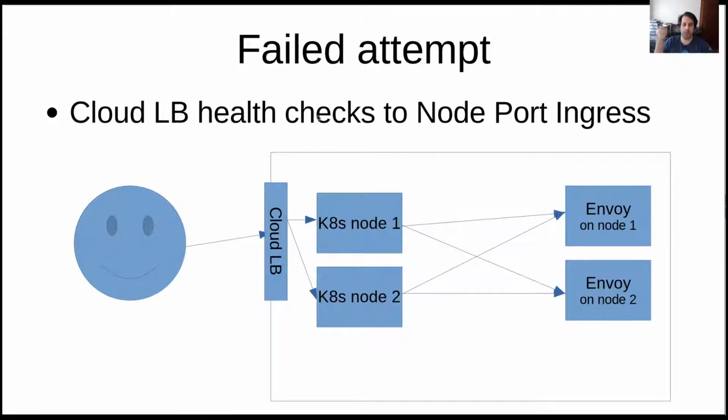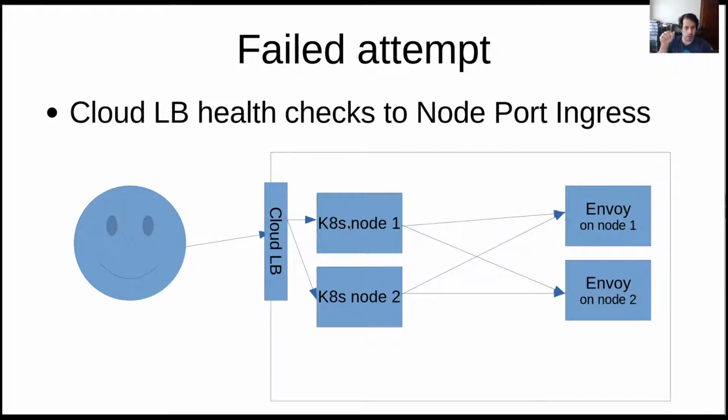Let's say we configure our edge gateway as a node port service, and we configure our cloud load balancer to send traffic to the Kubernetes node port. What's the problem with this approach? The problem is that what the cloud load balancer sees is not Envoy. It sees all these Kubernetes nodes and their node port.